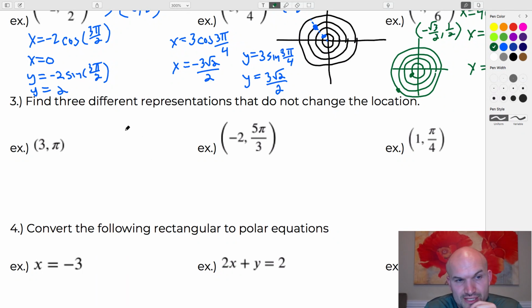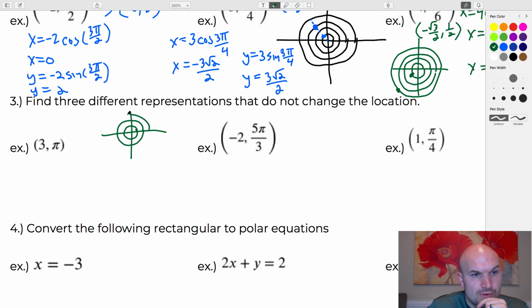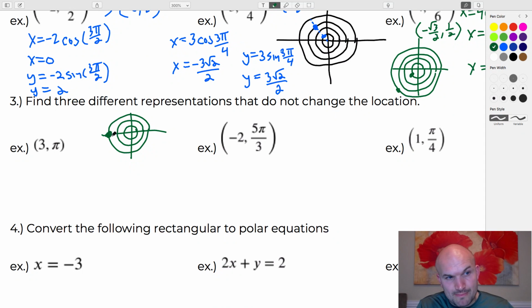But I think the main important thing is looking at this as far as just plotting this point. Like, where does this lie? So this lies at 1, 2, 3. Okay, so there's 3 rings out, 3 distance away, and then it's at pi. So if I want to do one representation, I could just do 3 comma negative pi. Right? And then I can add and subtract 2 pi from both of those.